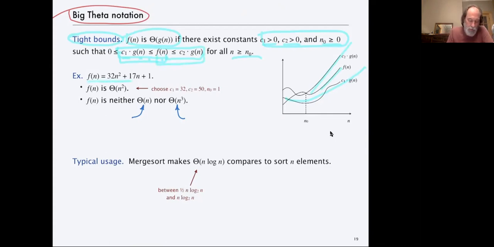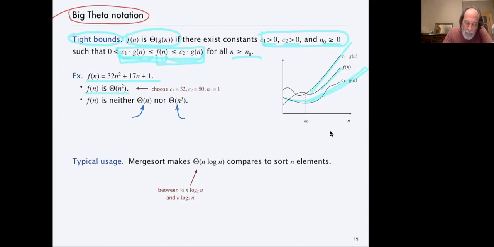So here's an example. Our same function, 32n squared plus 17n plus 1. We claim f of n is big theta of n squared. Why? Well, we already showed it's big omega of n squared. That's this half. And we showed that it's big O of n squared. That's this part. So that gives us our big theta of n squared.